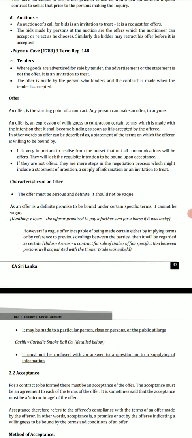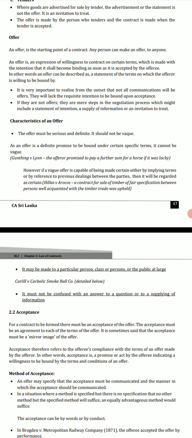So, characteristics. The offer must be serious and definite, and should not be vague. Like in the case of Guthing versus Lynn, the offerer promised to pay a further sum for a horse if the horse is lucky. The word lucky is vague. It's confusing. Lucky meaning what, how is it going to be lucky, when is it going to be lucky, how does the horse prove that he is lucky? So it's vague, it's confusing.